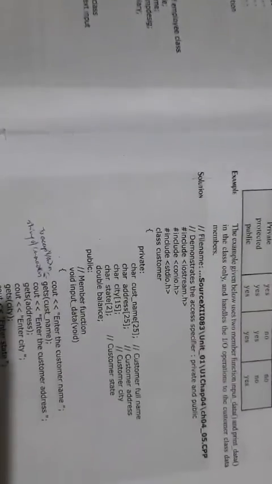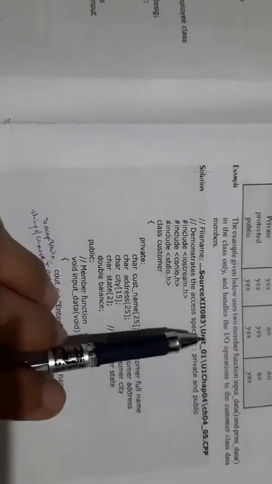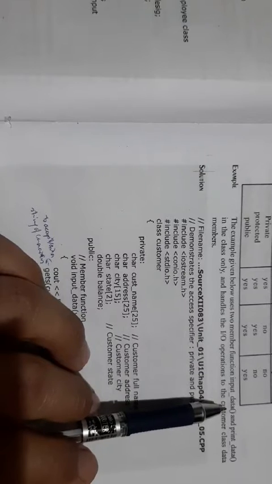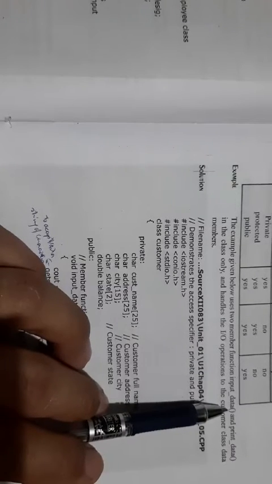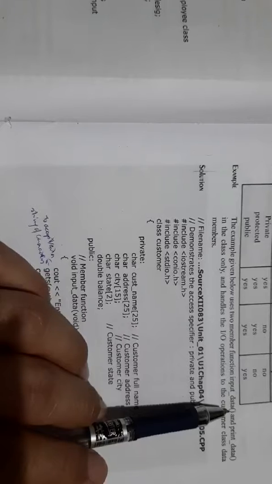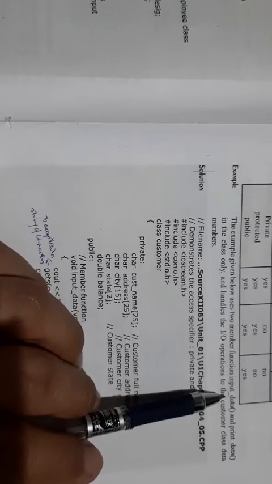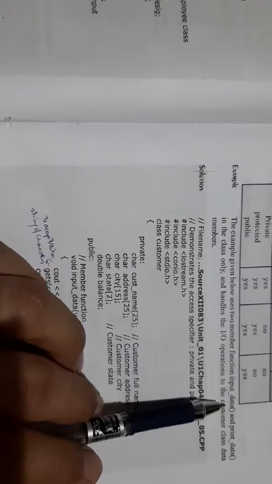Similarly, in this program also, two member functions are there. That is your input underscore data. How do we know it is a function? The parenthesis, the curve bracket. This denotes that it is a member function.